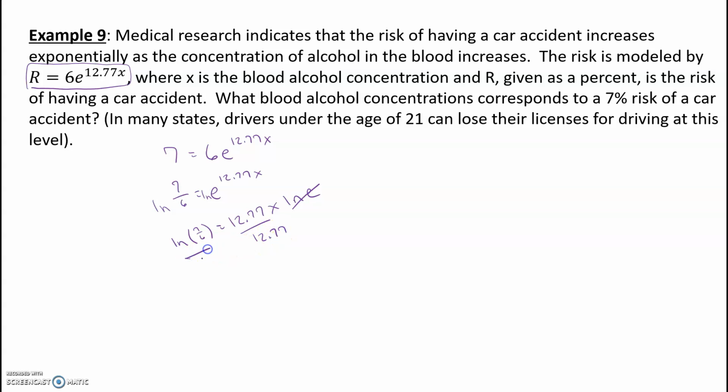And let your calculator do the work, guys. If you know how to use a calculator, you should be golden. You'll type this into the calculator. Make sure you're taking the natural log of all that over 12.77. And you should get about 0.01, which it does add at the bottom here. In many states, drivers under the age of 21 can lose their license for driving at this level.